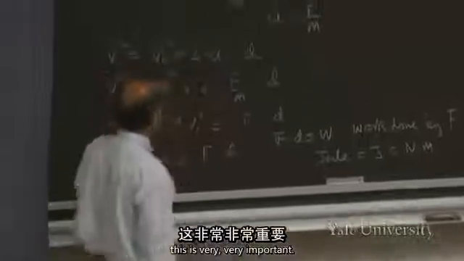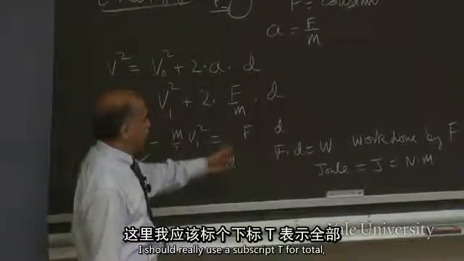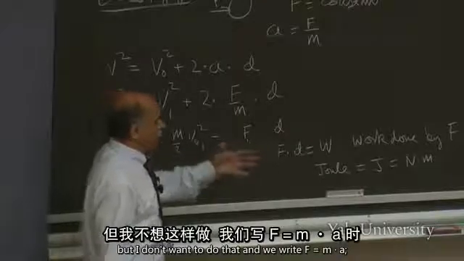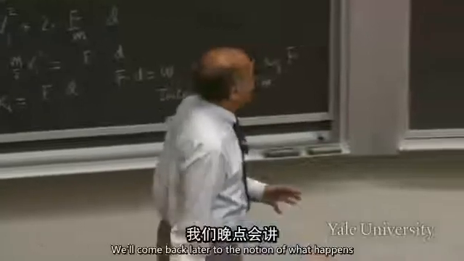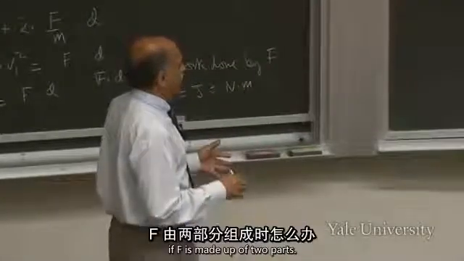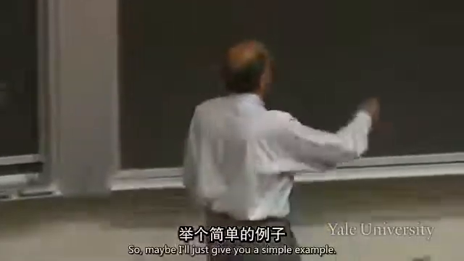This is very, very important. This F better be the total force. I should really use a subscript T for total, but I don't want to do that. When we write F equals ma, it's understood F is everything. We will come back later to the notion of what happens if F is made up of two parts. So maybe I'll just give you a simple example.